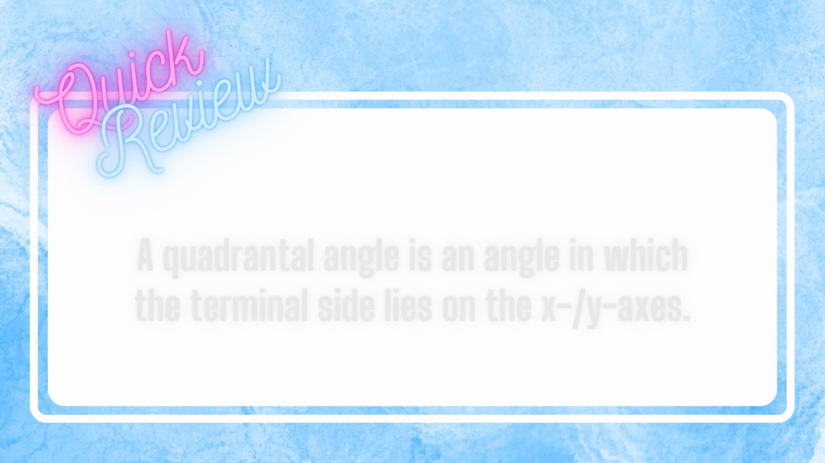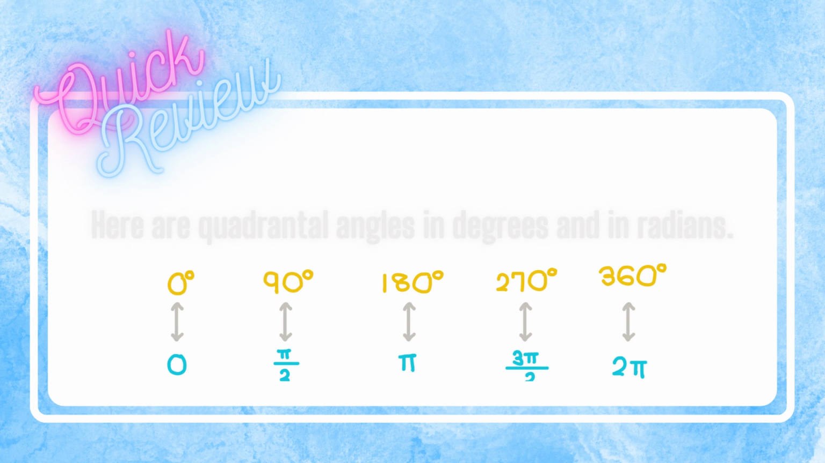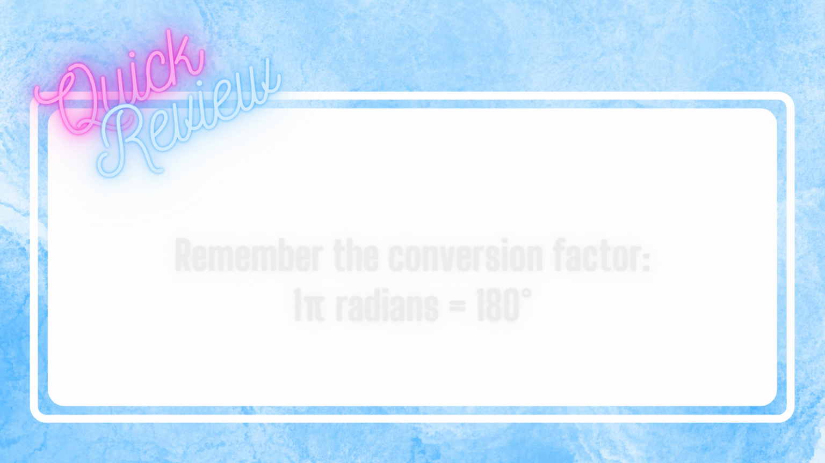So just as a quick review, a quadrantal angle is an angle in which the terminal side lies on the x-axis or the y-axis. So here are the quadrantal angles written in both degrees and in radians. So for example, 90 degrees is a quadrantal angle, and written in radian format, it would be pi over 2. If you ever forget the quadrantal angles written in radian form, don't worry, just remember the conversion factor 1 pi radians equals 180 degrees, and this will help you convert between radians and degrees.